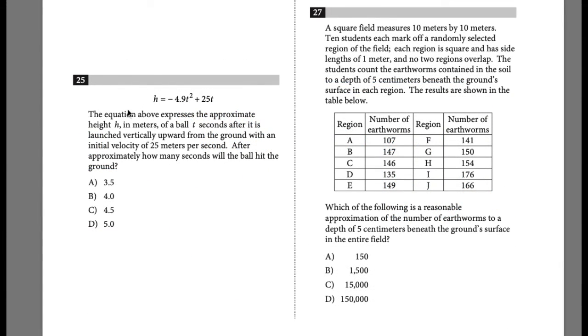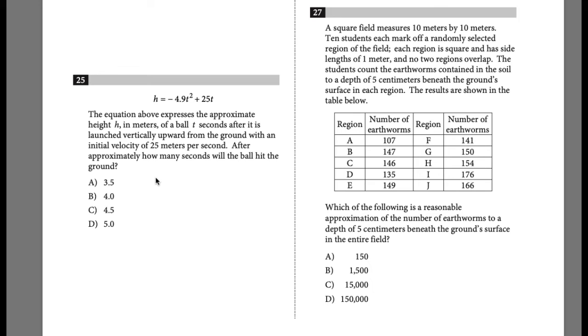Number 25. H equals negative 4.9 times t squared plus 25 times t. The equation above expresses the approximate height h in meters of a ball t seconds after it is launched vertically upwards from the ground with an initial velocity of 25 meters per second. After approximately how many seconds will the ball hit the ground? In order to find out after how many seconds the ball will hit the ground, we need to think about what height the ground is at.